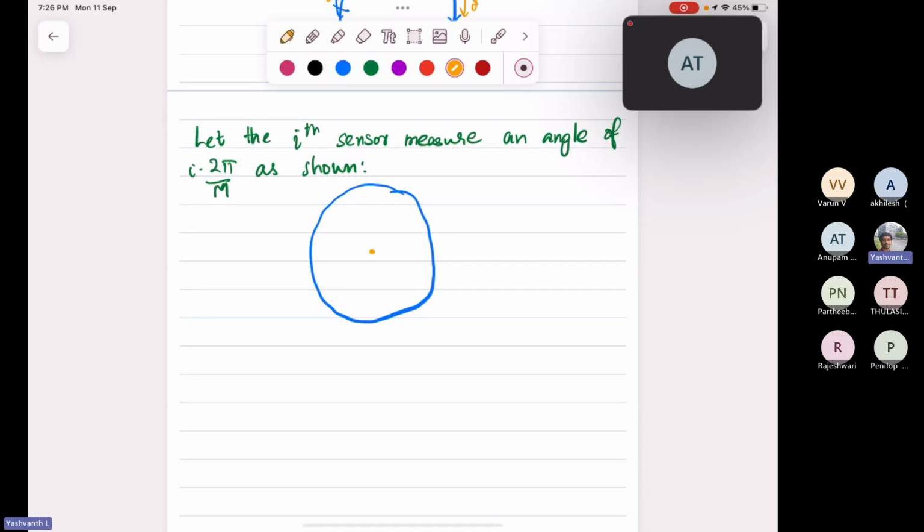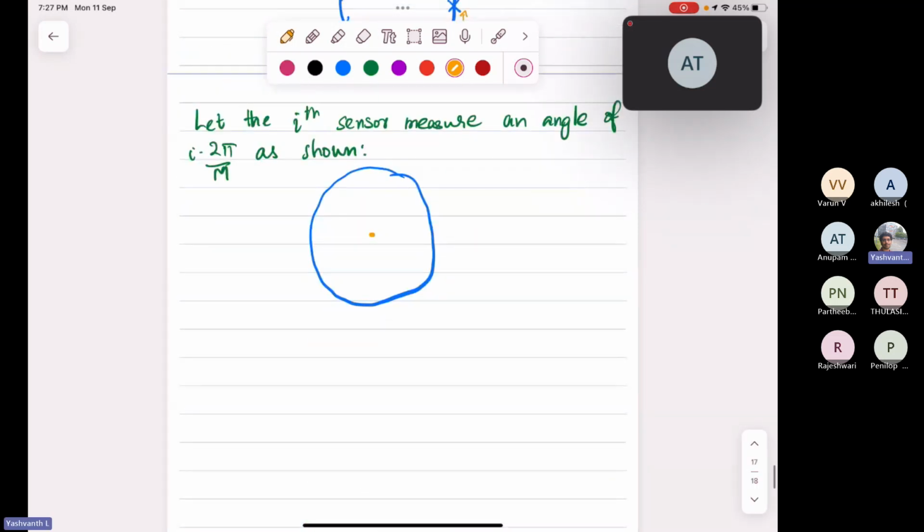If you remember, for an array there are two things: a reference point and a reference axis. Like in a linear array, the first sensor itself we took as the reference point, and the y-axis we took to be the reference axis. Similarly, for a circular array, we define the center of the circle as the reference point, and we will put a sensor there only to measure the signal at the reference point. And this x-axis is the reference axis.